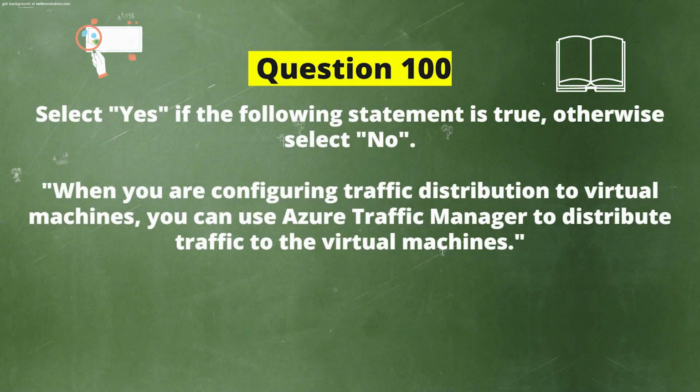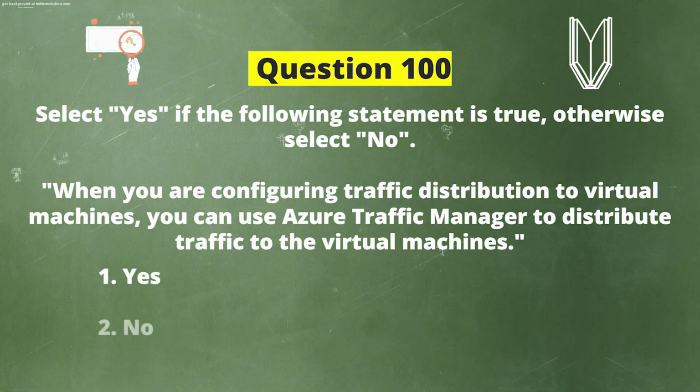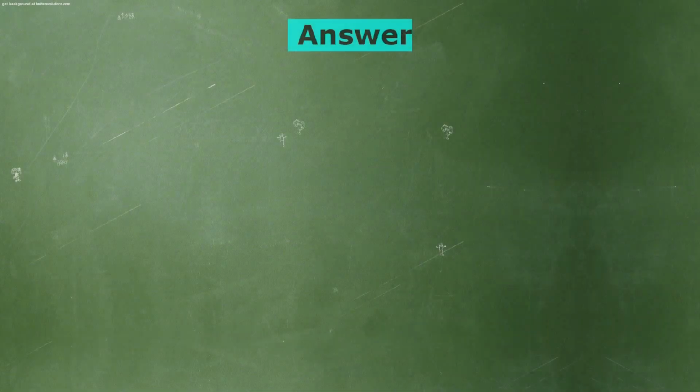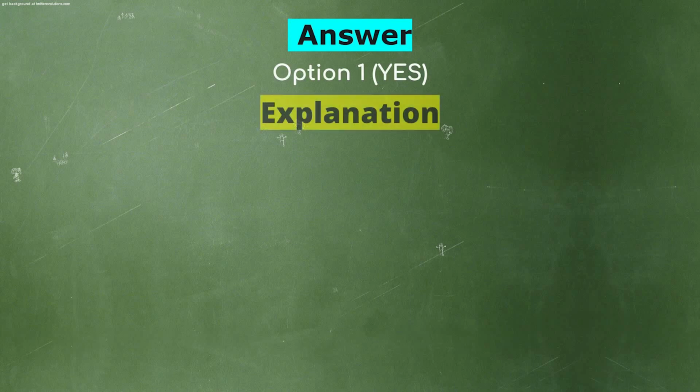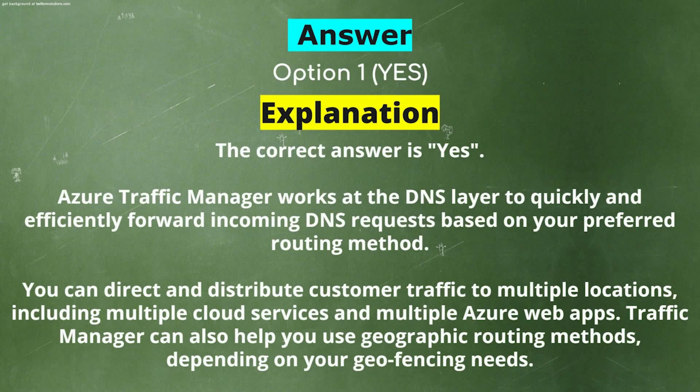Next question. Select yes if the following statement is true. Otherwise, select no. When you are configuring traffic distribution to virtual machines, you can use Azure Traffic Manager to distribute traffic to the virtual machines. Is it yes or no? And the correct answer is it's yes. Explanation. The correct answer is yes.